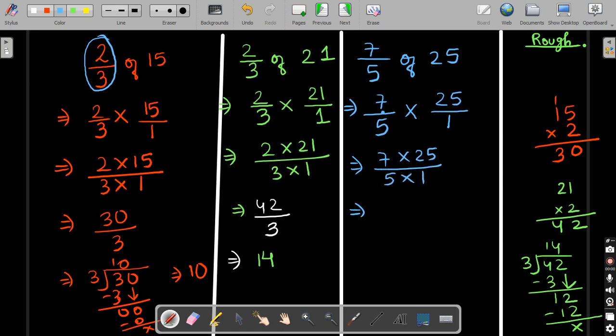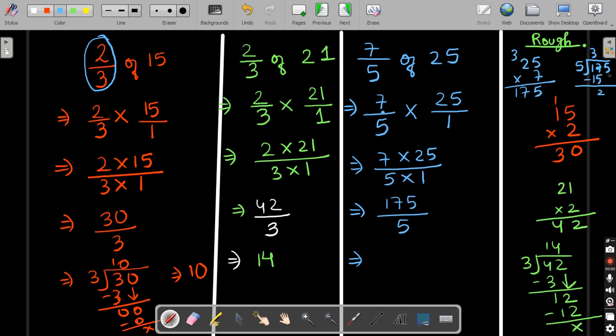Now I need to multiply 7 into 25. So how will I multiply here? 7 5s are 35, 5 carry 3, 7 2s are 14, 15, 16, 17, 175. Up to here clear? Now I have written 175 again divided by 5. Now I need to divide this number again. How will I divide, dear student? Same, in the rough paper I need to divide every time so that it will be easy for you to trace it.